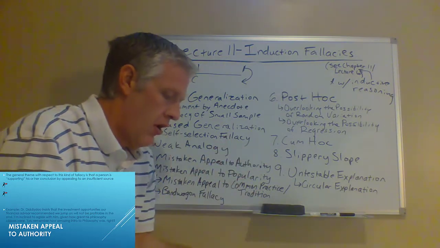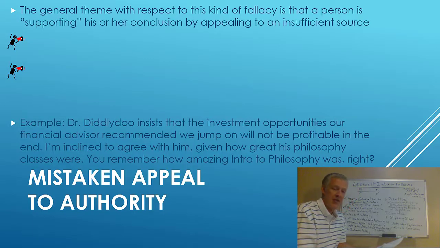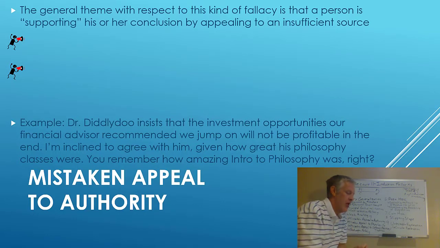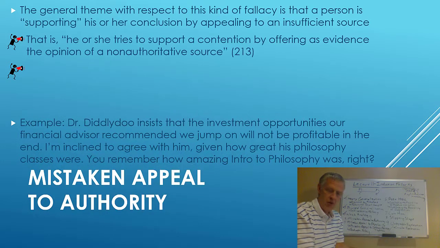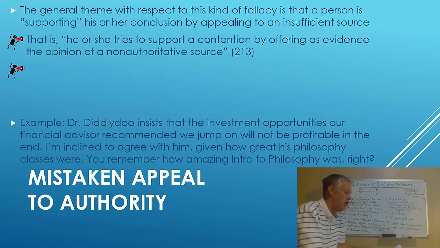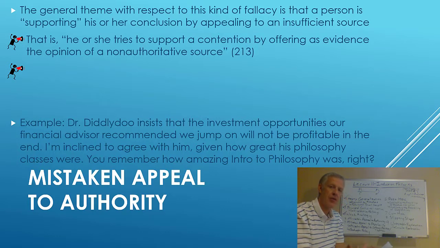Okay. So again, the general thing with respect to this kind of fallacy, as I mentioned on top of slide 6, is that a person is supporting, not really, that's why it's in quotes there, his or her conclusion by appealing to an insufficient source. So quoting page 213 of our edition, that is, quote, he or she tries to support a contention by offering as evidence the opinion of a non-authoritative source, end quote. And by that we just mean one that's not relevant here and not good enough here.